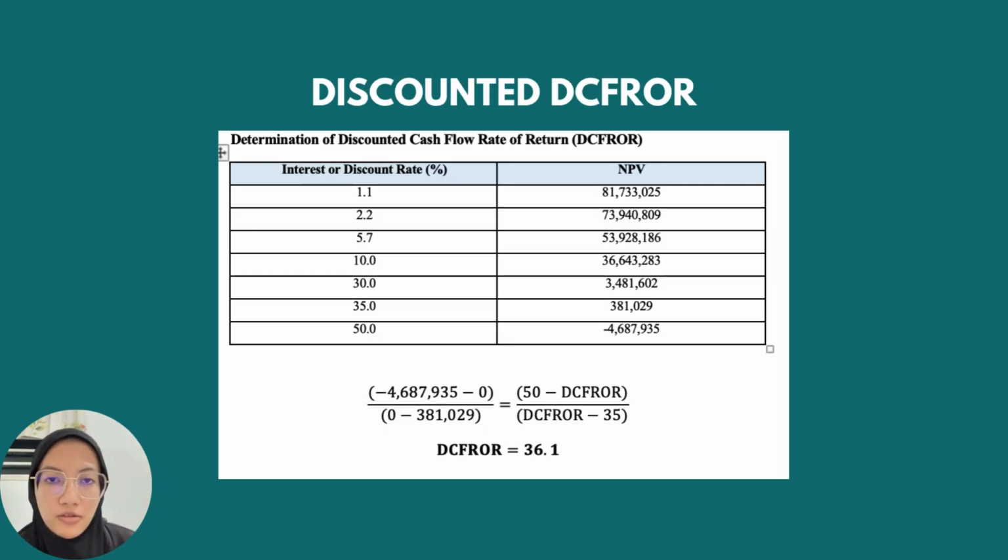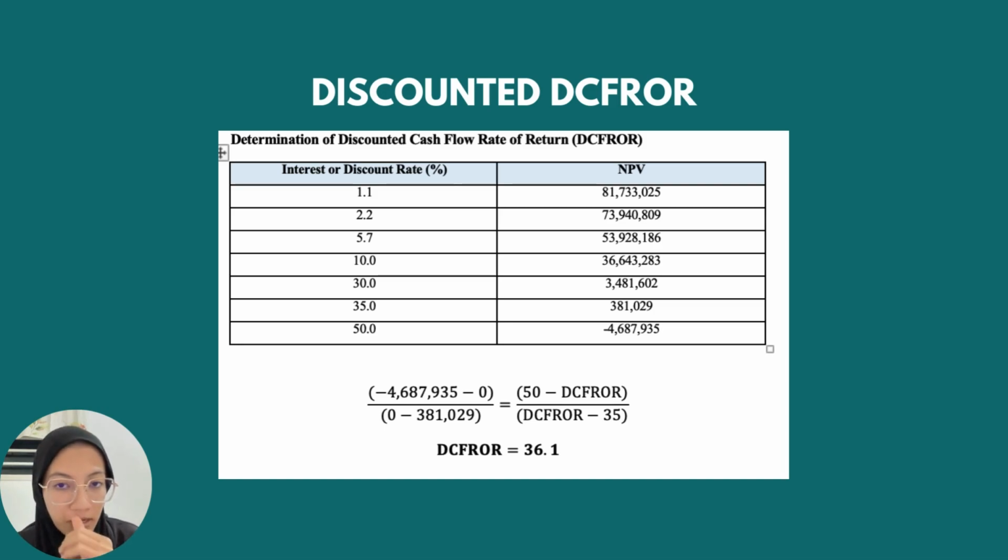As for the calculation for DCFROR, first we calculate the NPV using the interest discount rate of 1.1, and then we got 81,733,025. And then for DCFROR, we use the trial and error method, where we increase the interest rate until the value of NPV becomes negative. So we do trial and error until we get a negative value.